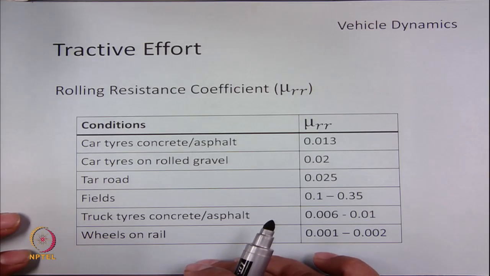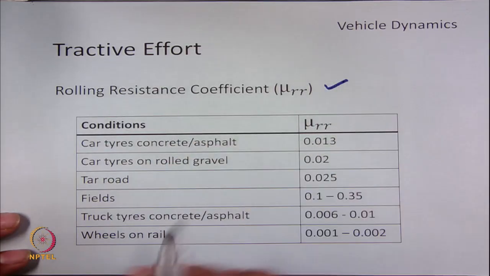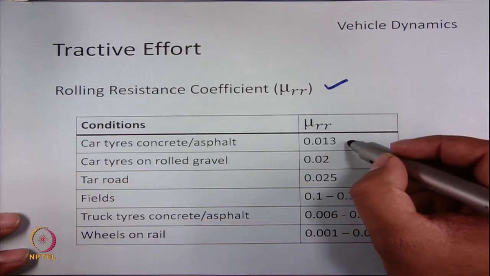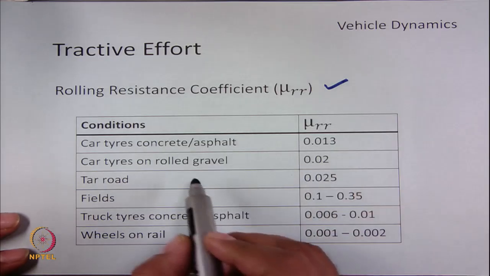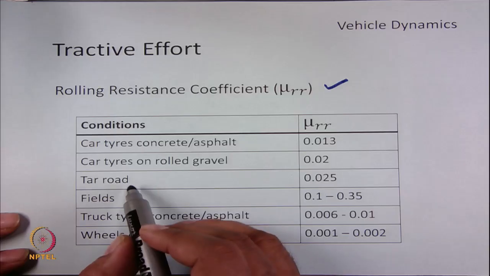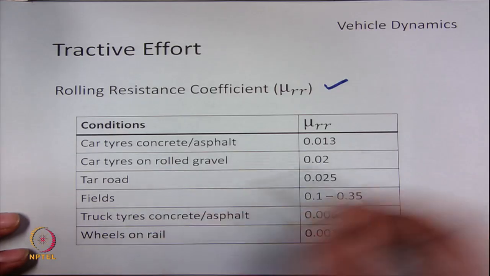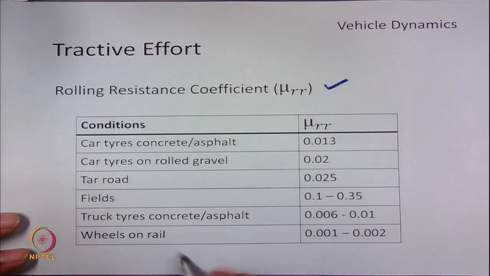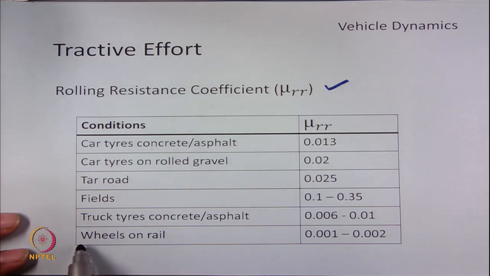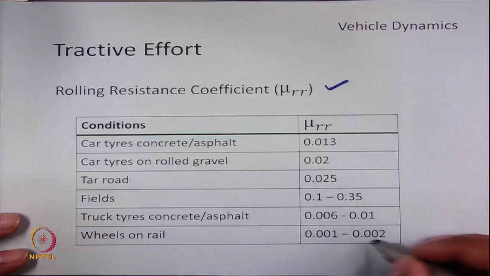So, what are the typical values of rolling resistance coefficient mu_RR for different types of vehicle and road material? Car tires on a concrete or asphalt road will have mu_RR of 0.013. Similarly, the same vehicle on rolled gravel will have a higher mu_RR of 0.07. Tar road will have still higher mu_RR of 0.025. Fields or mud kind of roads will have still higher mu_RR of 0.1 to 0.35. But if we take wheels on rails, similar to trains, they have very low mu_RR of 0.001 to 0.002.